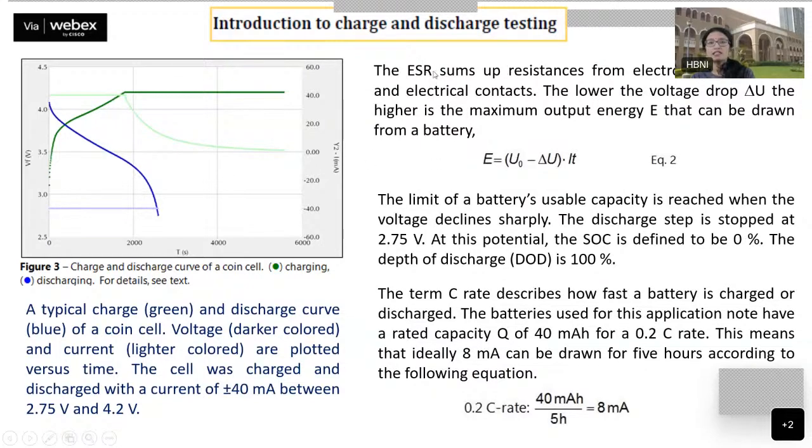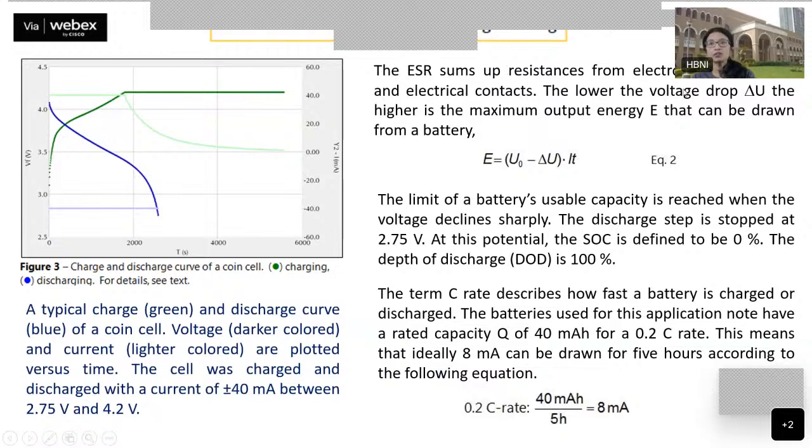So this ESR, what I mentioned, it sums up the resistance from this voltage drop you see over here. It sums up the resistances from electrodes, electrolyte, and electrical contacts. The lower the voltage drop, the higher is the maximum output energy E that can be drawn from the battery. So the limit of a battery's usable capacity is reached when the voltage declines sharply, as is shown over here.